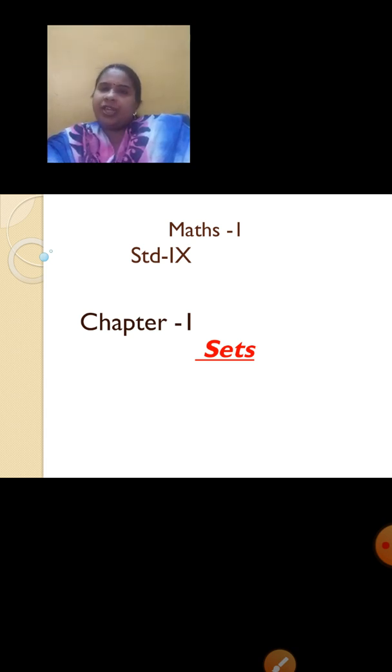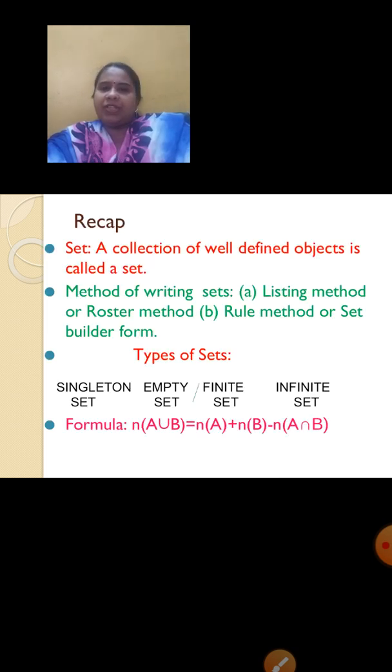As you know, we have started with the first chapter of Maths 1, that is sets. Today, I am going to continue with the same chapter. Let me quickly recap what you have already learned in the previous sessions. You have learned the definition of set, that is, a set is a collection of well defined objects. Then we learned the different methods of writing the set. The first method was listing method or roster method. Second one was rule method or set builder method.